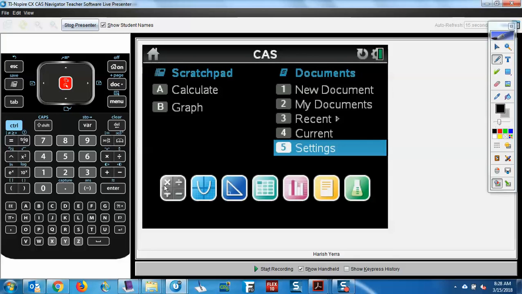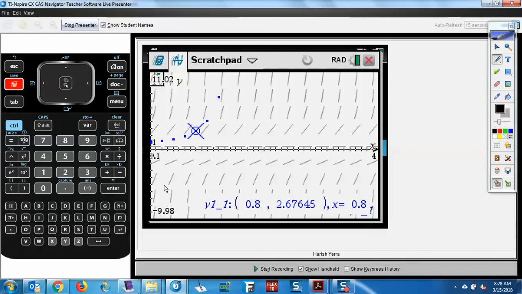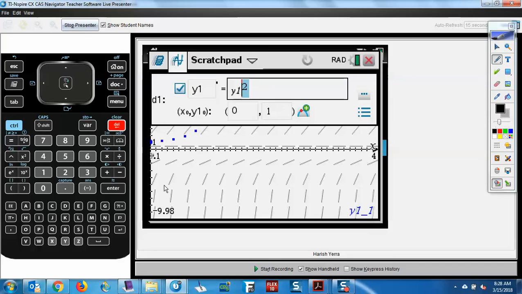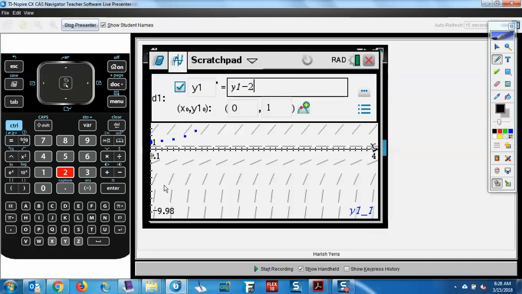Okay, go to your graph screen. Okay, so it's y prime equals y minus 2. Now, did we have? Yeah, 11. So 11 said 1 plus t minus y. You can't put in t though, right? You got to put in x.